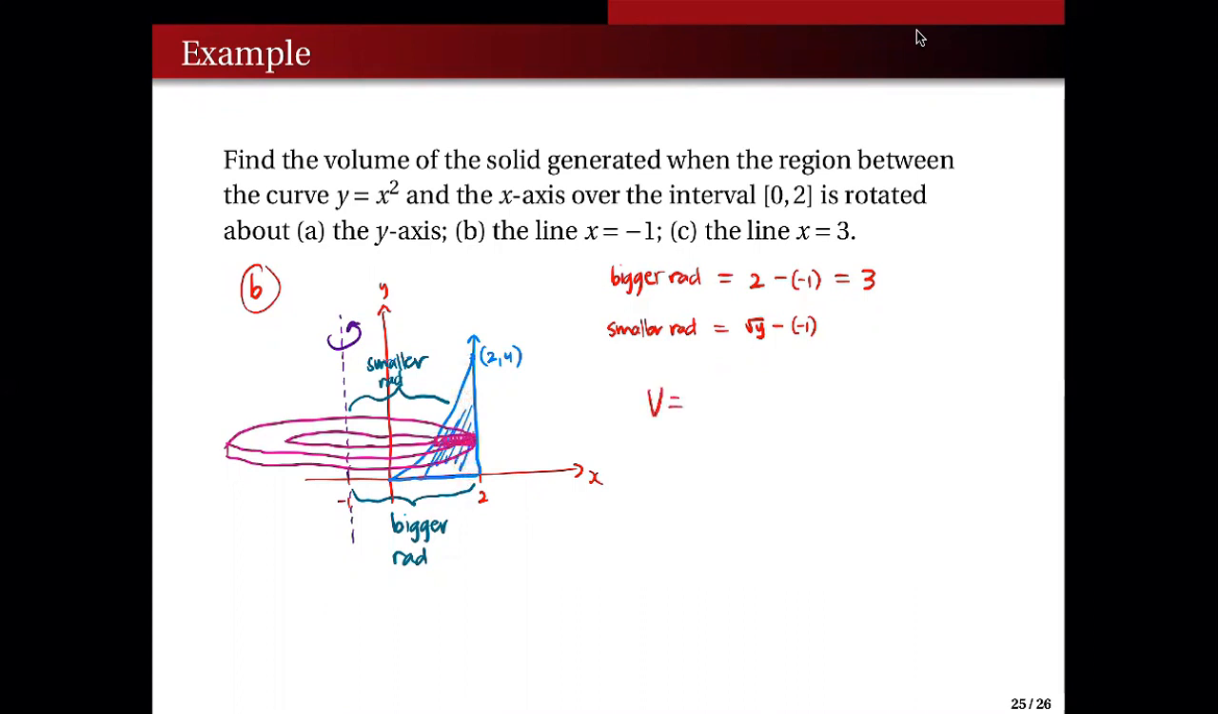Therefore, the volume will be the integral from 0 to 4 of pi times bigger radius squared. So I'll still write 2 minus -1 quantity squared, minus smaller radius squared, which is square root of y minus -1 squared, and then we have the dy. For this, I'll just set up the volume and you can evaluate this to find the actual volume of the solid.